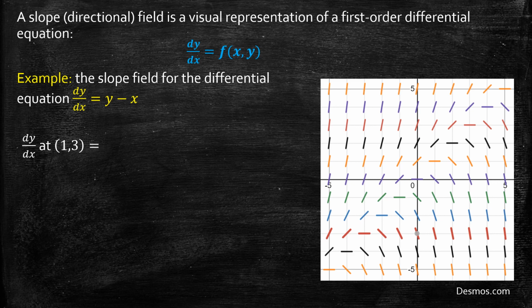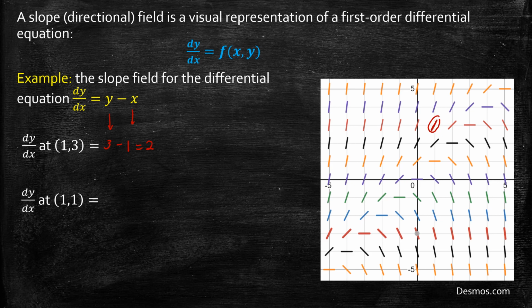How about dy/dx at (1, 3)? Let's just use this formula. It says take the y coordinate and subtract the x coordinate, and the answer is 2. And how does that show up on the graph? Well, if we go to the point (1, 3), we see a little line segment that does indeed look like it has a slope of 2.